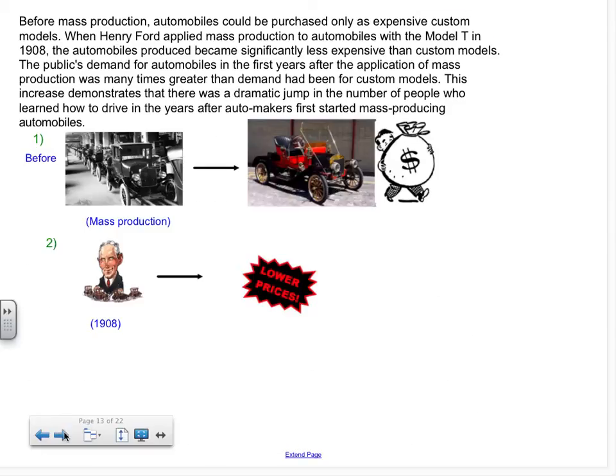So let's take a look at the question together. For the first part, we'll look at the first part here. Before mass production, automobiles could be purchased only as expensive custom models. When Henry Ford applied mass production to automobiles with the Model T in 1908, the automobiles produced became significantly less expensive than custom models.